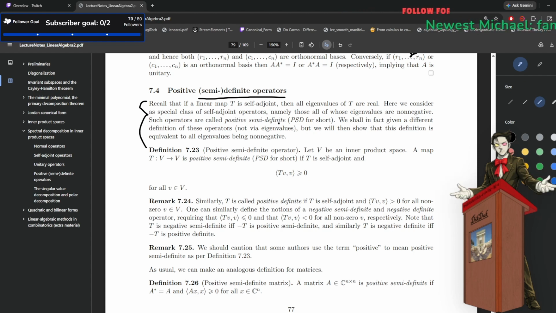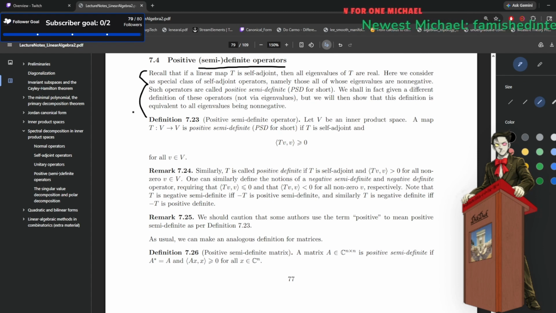We shall in fact be given a different definition of these operators, not via eigenvalues, but we will then show that this definition is equivalent to all eigenvalues being non-negative. Quite a read here when you have typos, but let's continue.